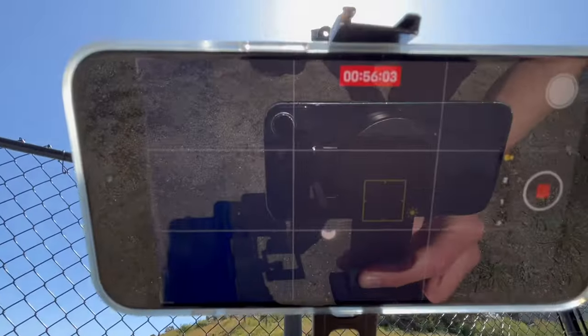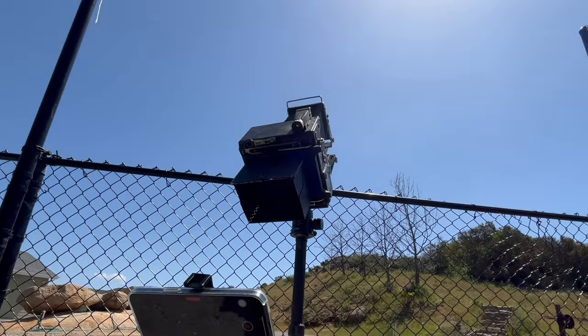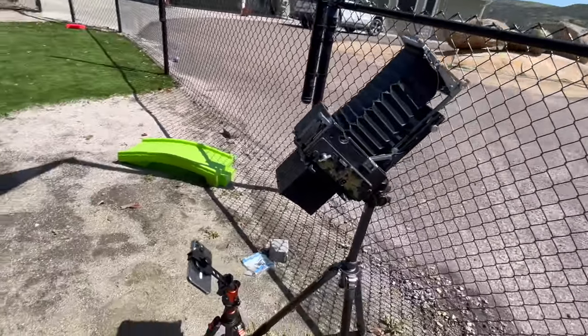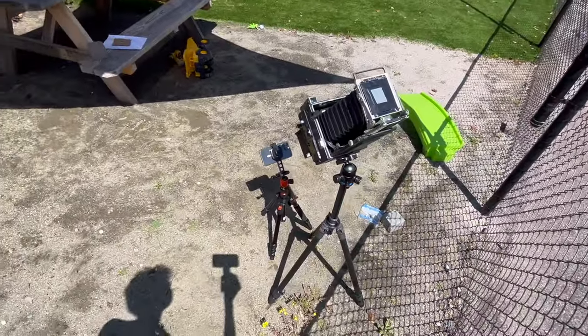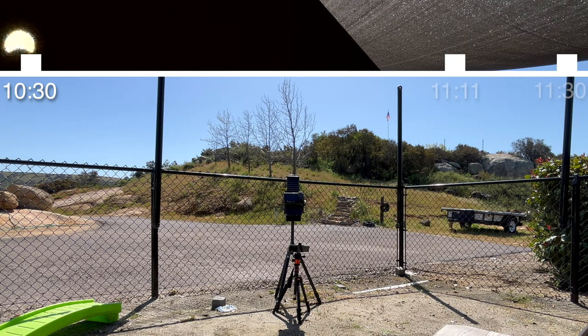This smartphone is recording the back of this pinhole camera, which is pointed directly at the sun during the April 8th, 2024 eclipse. We're going to start this video right around 10:30. That's me. And I'm going to put that time on the clock.